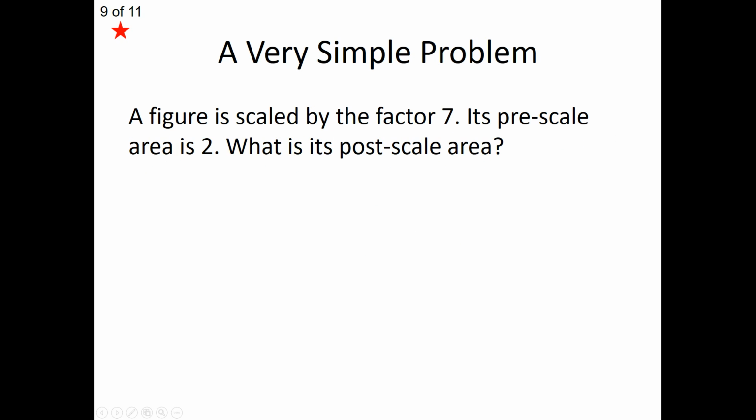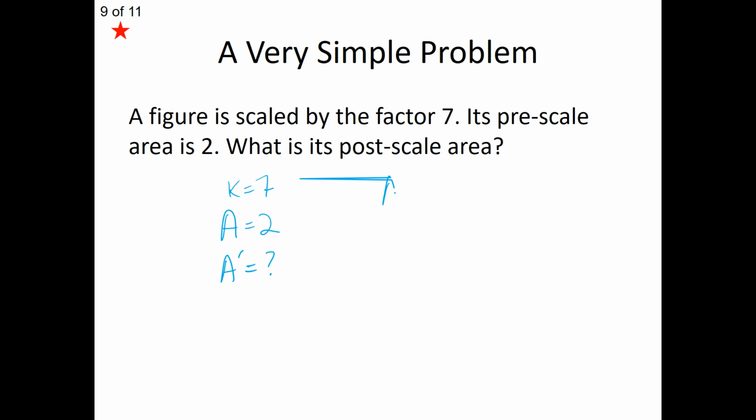So let's start with a very simple problem. A figure is scaled by the factor 7, which means we have a scale factor k of 7. Its pre-scale area is 2. Pre-scale means it's just simply A. What is the post-scale area, meaning what would be A prime?